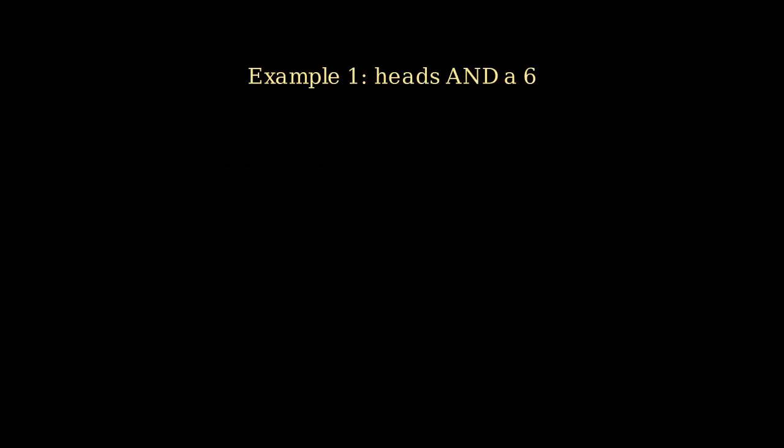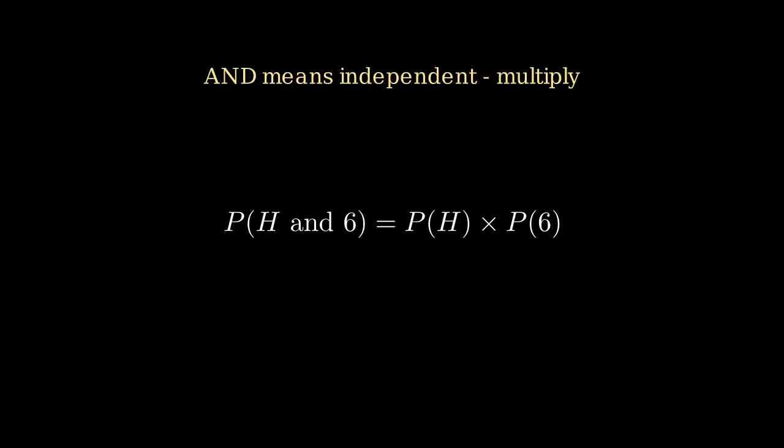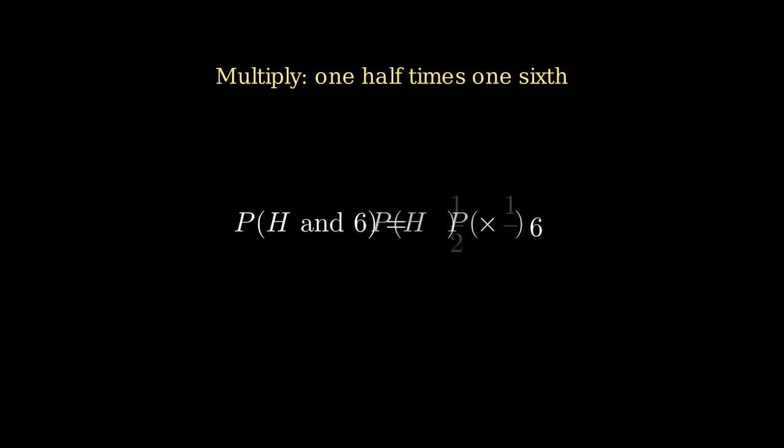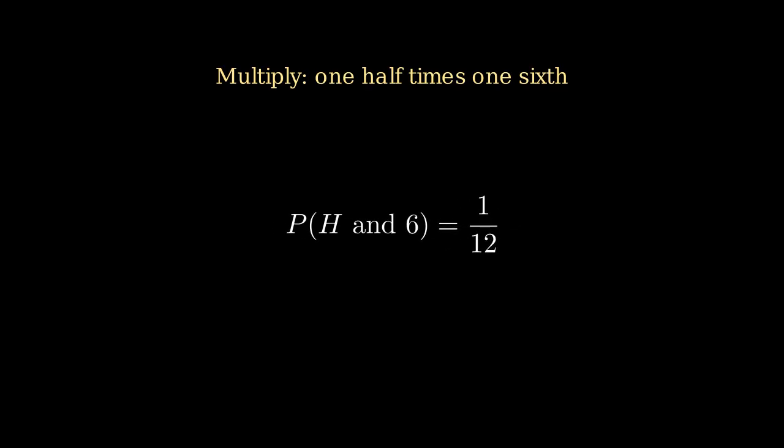Let's try worked example 1. We flip a coin and roll a die, and we want the probability of getting heads and a 6. These two events don't affect each other, so they're independent, which means we multiply. The probability of heads is 1/2, and the probability of a 6 is 1/6, so we calculate 1/2 times 1/6, which equals 1/12. So P of heads and a 6 equals 1/12. Notice how the word "and" told us straight away to multiply the two probabilities together.